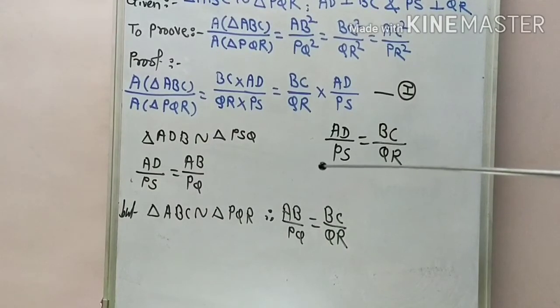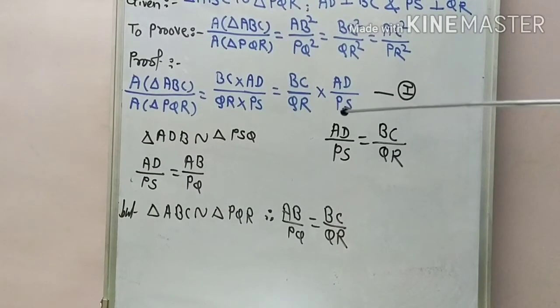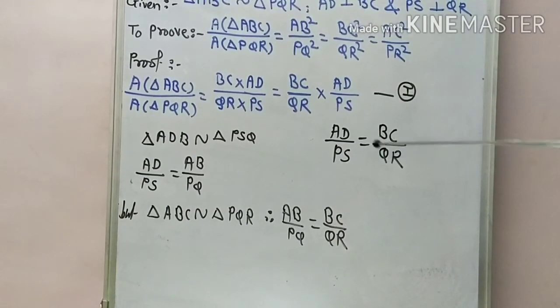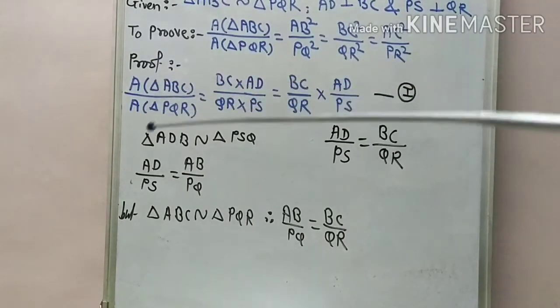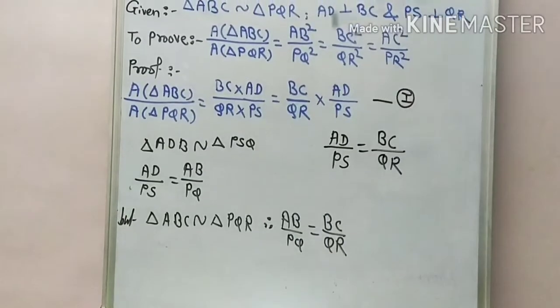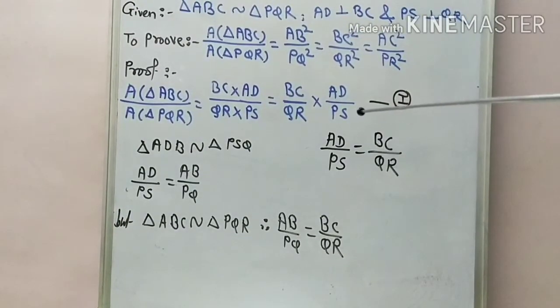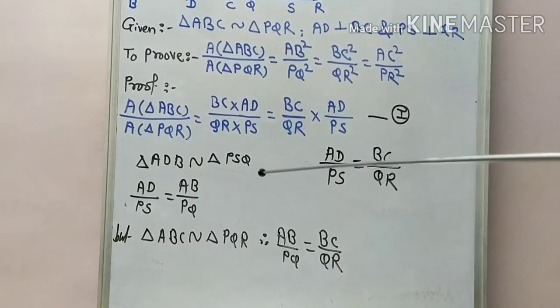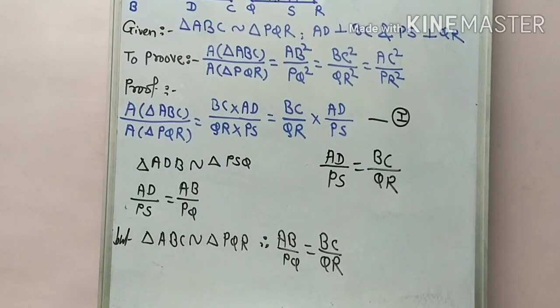Then we replace AD upon PS, the ratio of corresponding heights, with BC upon QR, so we get that the ratio of areas of these two triangles is equal to the ratio of squares of their corresponding sides. Okay students, now how to write this proof, pay attention over here.